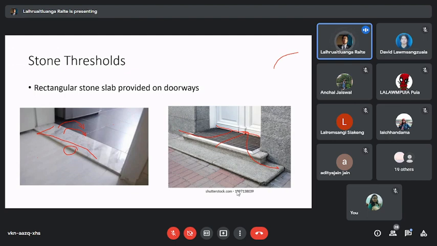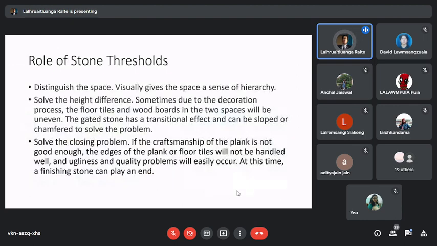So we often use thresholds like this, and sometimes we use them as barriers between different parts of the room also. So it solves the height difference. Sometimes due to the decoration process, the floor tiles and wood boards in the two spaces will be uneven. A threshold stone has a transitional effect and can be sloped or chamfered to solve the problem. So you can further chamfer your threshold in such a way that for barrier-free design it will still act like one.